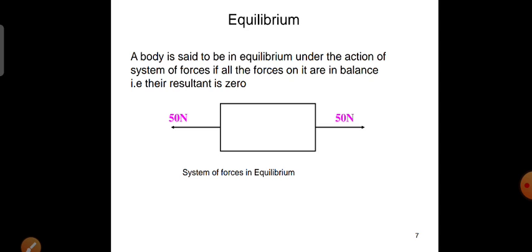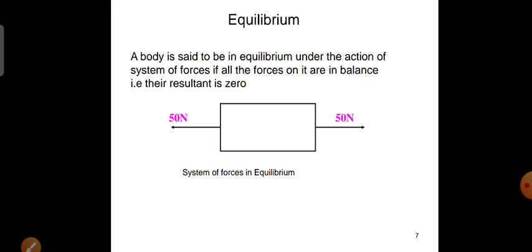A body is said to be in equilibrium under the action of system of forces if all the forces on it are in balance. If all the forces are in balance, then the effect of all the forces will become 0. That means the resultant of all the forces becomes 0. So whenever the resultant of all the forces becomes 0, then the body will be in its original state only. Then we can say that that body is in equilibrium.